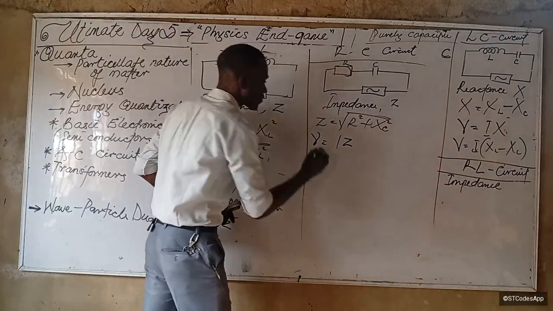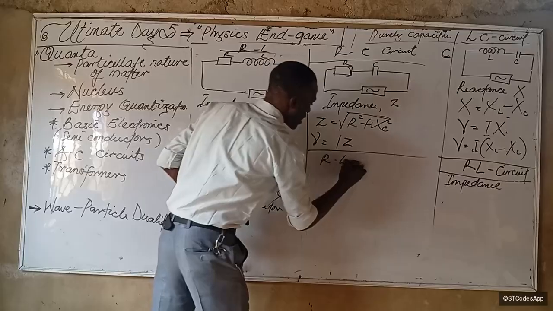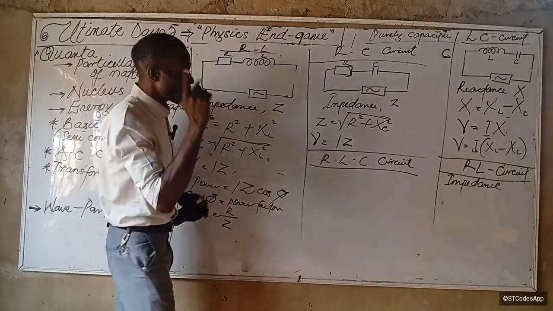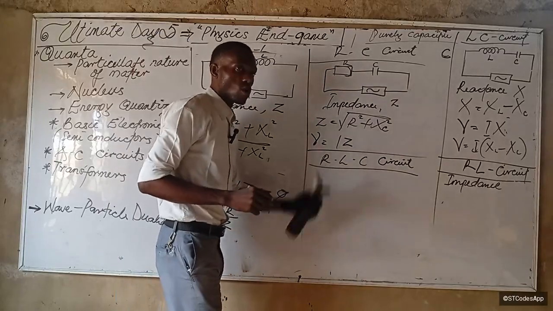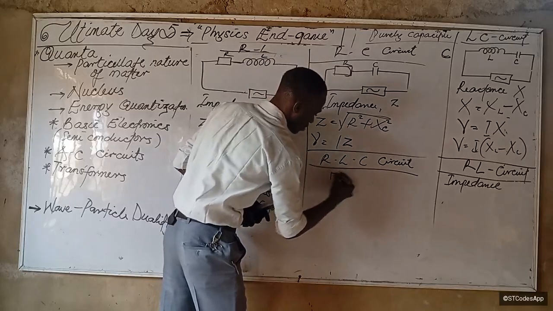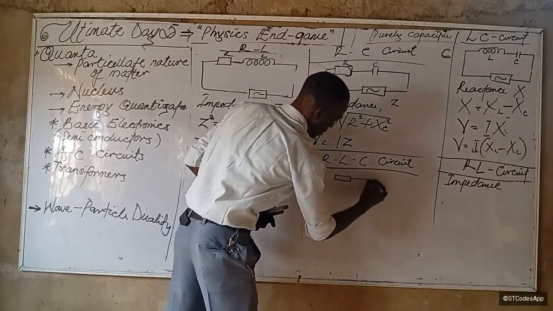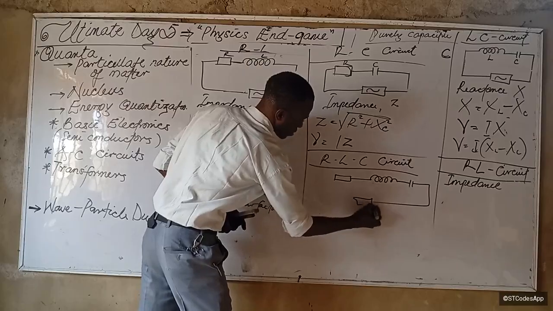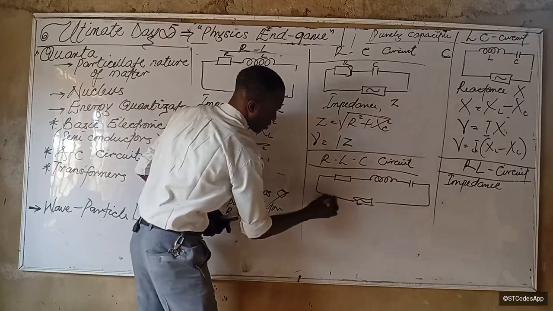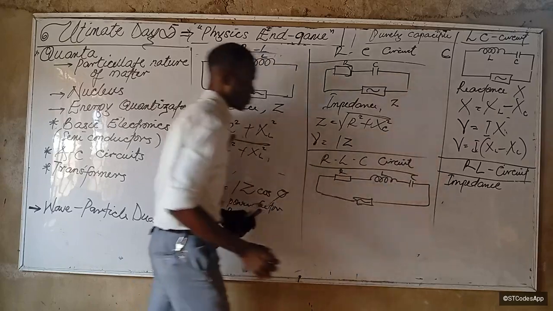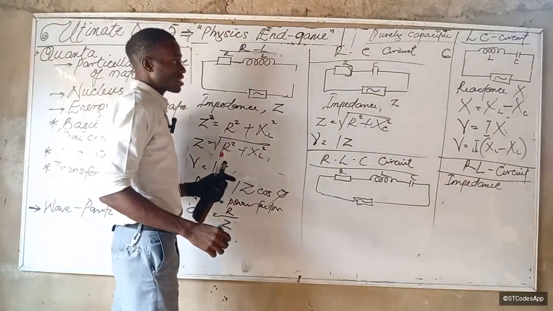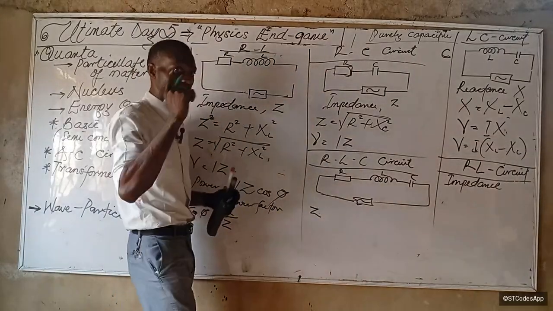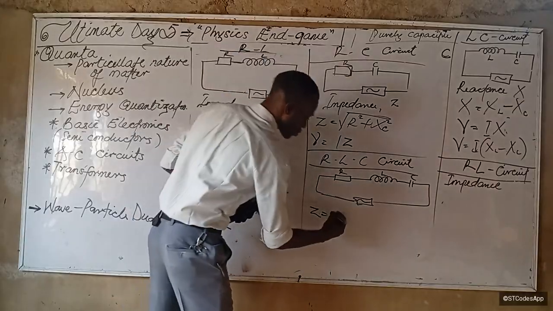Alright. Now, what if we have an RLC circuit? In an RLC circuit, we have the resistor, the inductor, and the capacitor. Resistor, inductor, capacitor. RLC. So in this type of circuit, opposition is still what? Impedance.